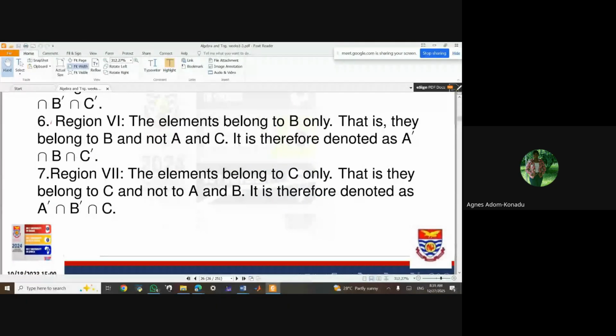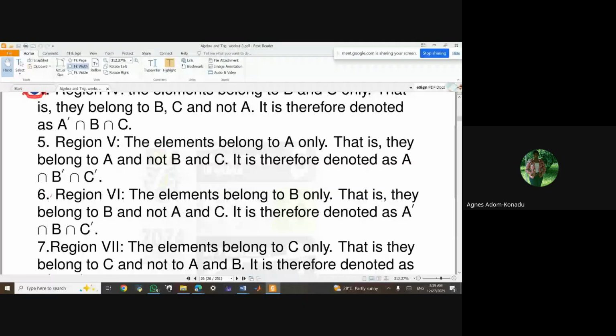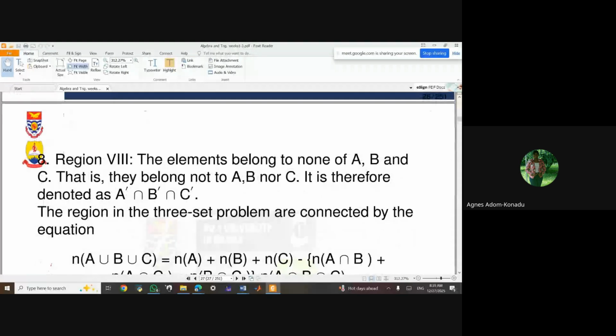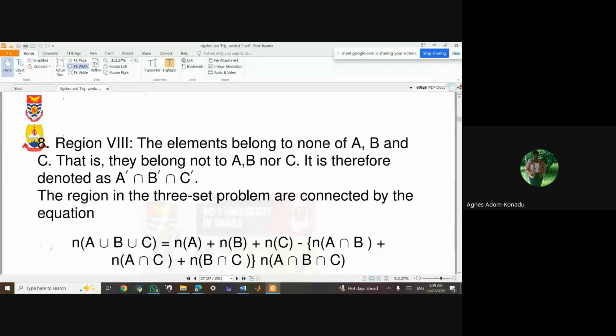And then the seventh one, the element belongs to C only, that is, they belong to C and not A and B. It is therefore A complement intersection B complement intersection C. And then the last one, which is outside, they belong not to A, B, nor C. It is therefore denoted as A complement intersection B complement intersection C complement.